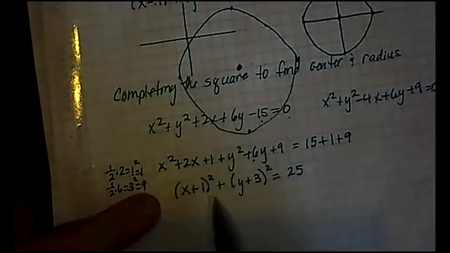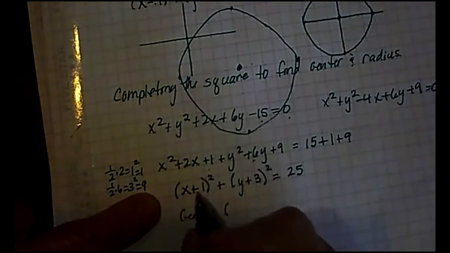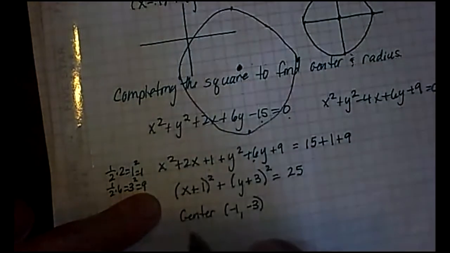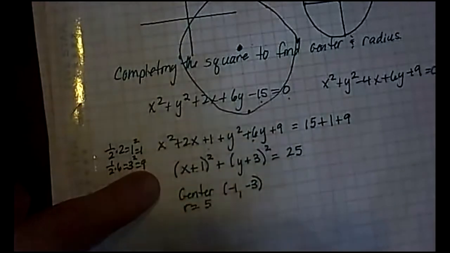And once you get it here, then what's your center? So your center is -1, -3. Don't forget, you got to change those signs. And your radius is the square root of 25, which is 5.